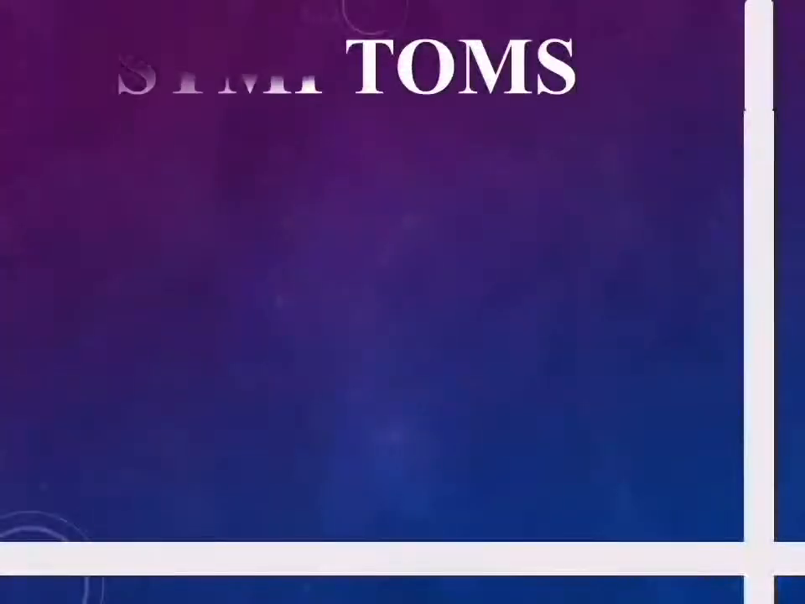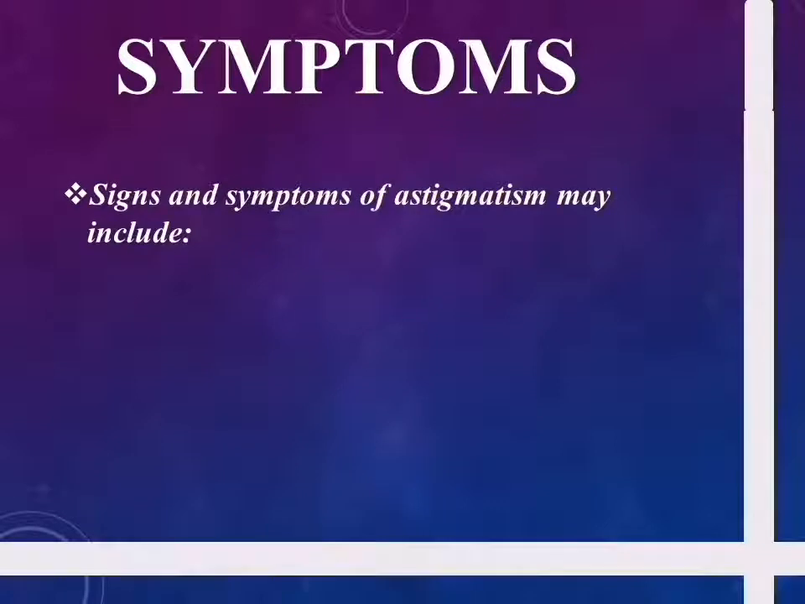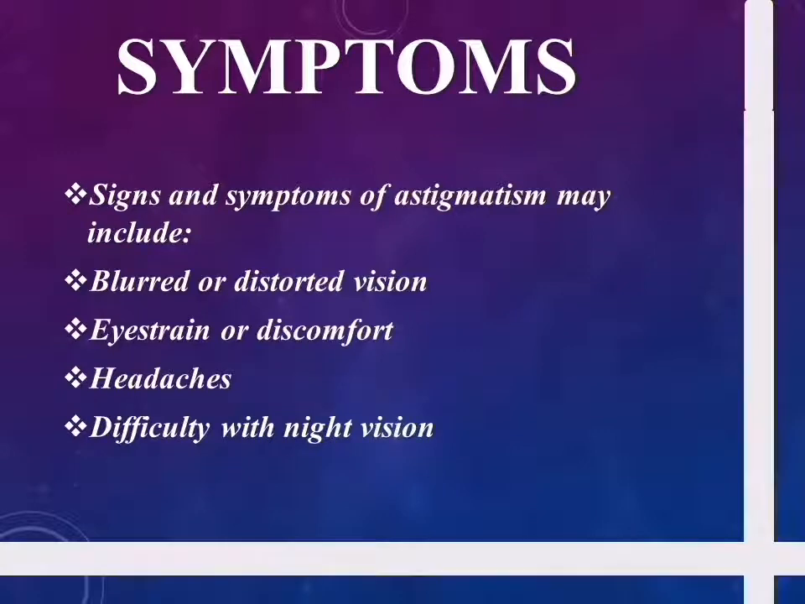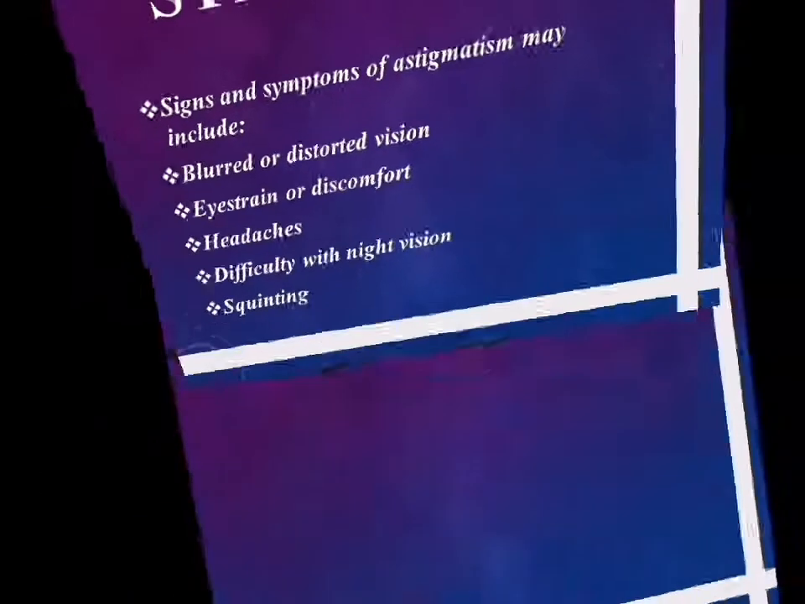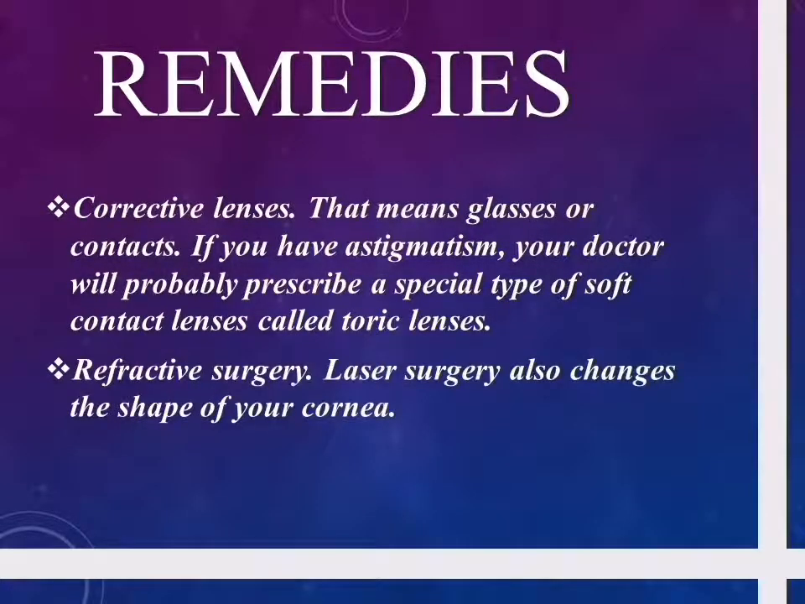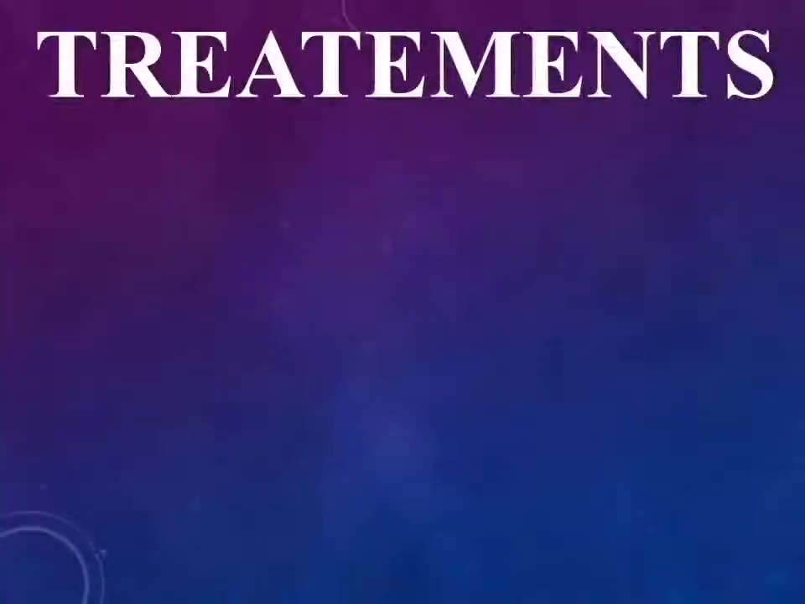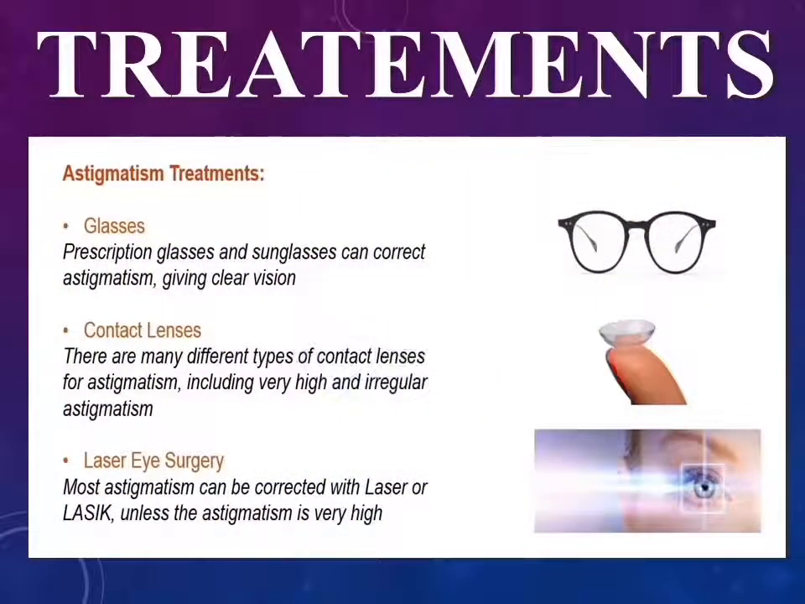Symptoms. Signs and symptoms of astigmatism may include blurred or distorted vision, eye strain or discomfort, headaches, difficulty with night vision, and squinting. Remedies. Corrective lenses, that means glasses or contacts. Refractive surgery. Treatment. Astigmatism treatments: glasses, contact lenses, laser eye surgery.